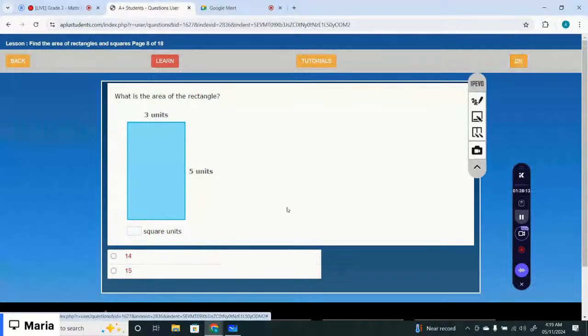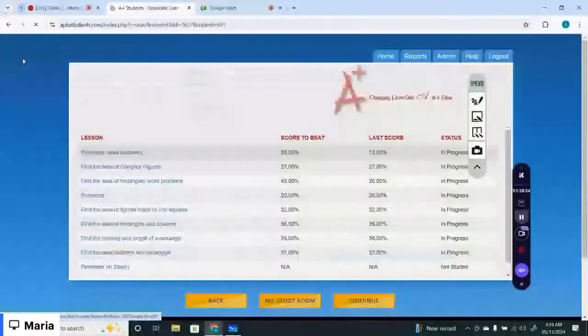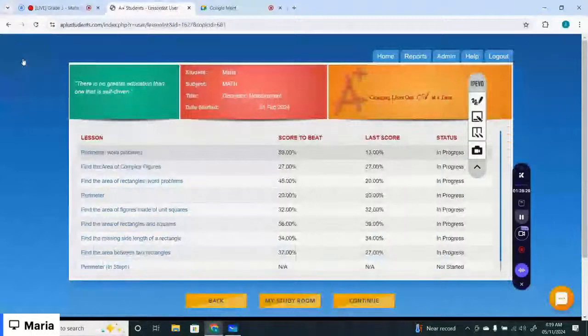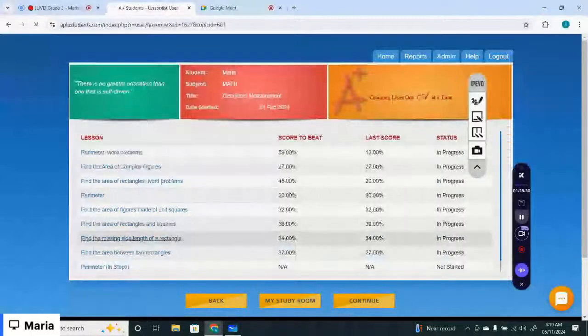The correct option is 5 times 3 is 15. Option number 2 is the correct option. Okay, you can complete the lesson yourself later today. Let me just move on to the next lesson, and the next lesson is to find the missing side length of a rectangle.